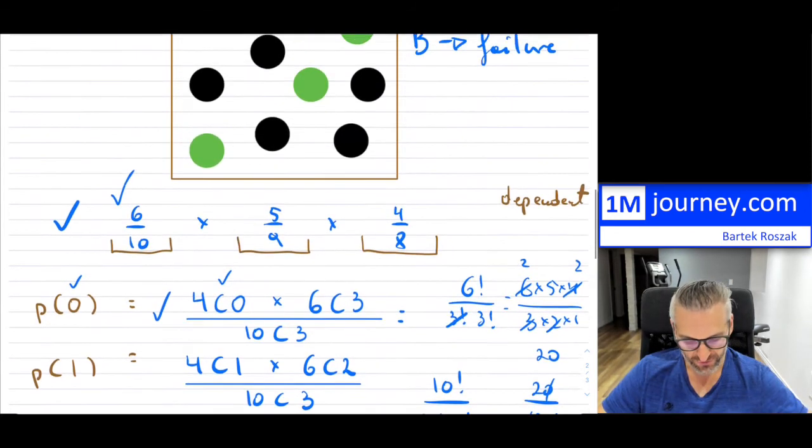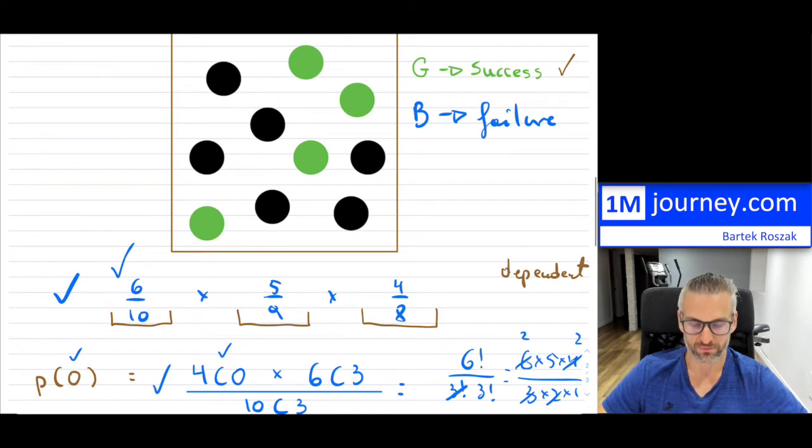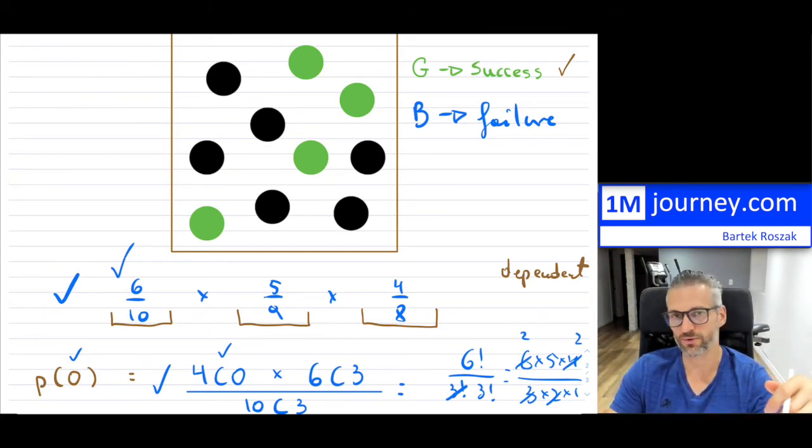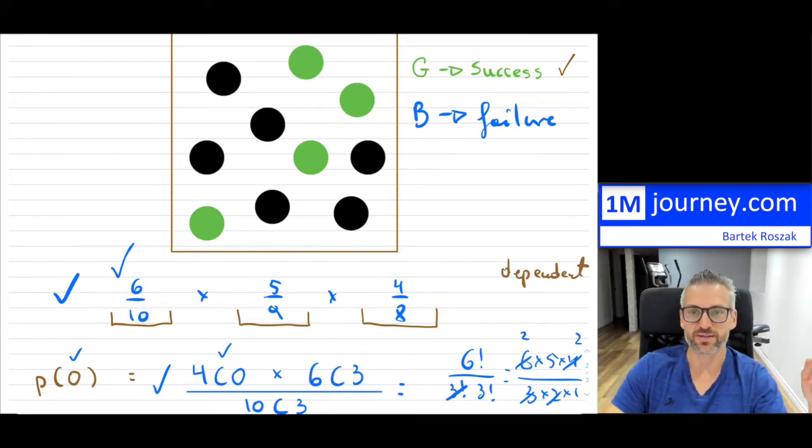Now it doesn't have to be balls that are green or black. It can be anything. You can be picking out anything you like. You can have males and females, a certain number of males and a certain number of females, and then maybe success is picking out a female, for whatever it is. And then you can have a certain number of trials.